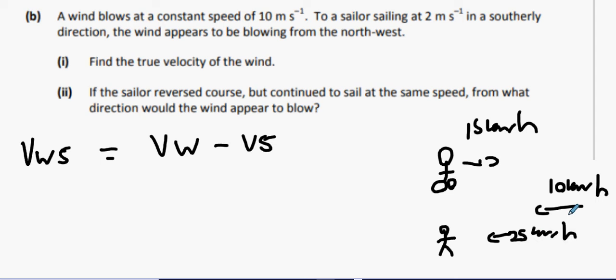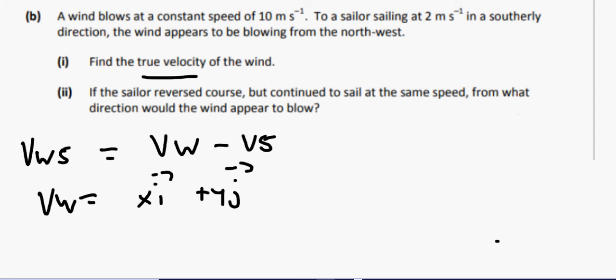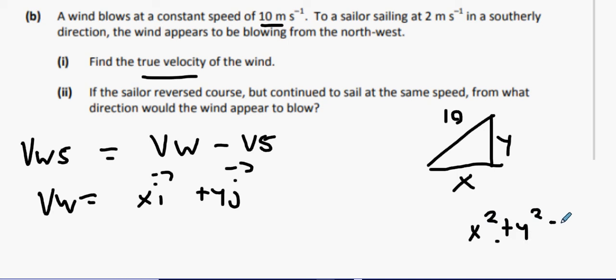The Phi WS changes, but the Phi W doesn't, unless it states it does. So velocity of the wind is a constant. That's what you're after. The true velocity of the wind, which is xi plus yj. Now, you do, however, know the speed of the wind. What's the speed of the wind? 10. This means the hypotenuse of x and y must be 10, and you now have an equation of x squared plus y squared equals 100. One linear, one quadratic. Is that okay with you guys?